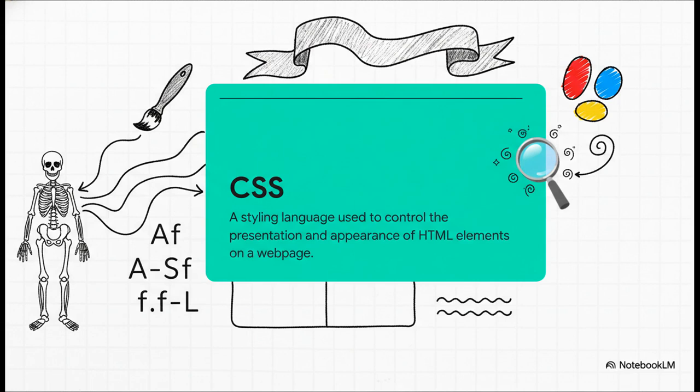Now, if HTML is the skeleton, CSS is the fashion designer that dresses it all up. It takes that raw HTML structure and applies all the visual styling. CSS is what defines the color of the text, the font it uses, the layout of the columns, that cool background image. It controls the entire look and feel of the site.